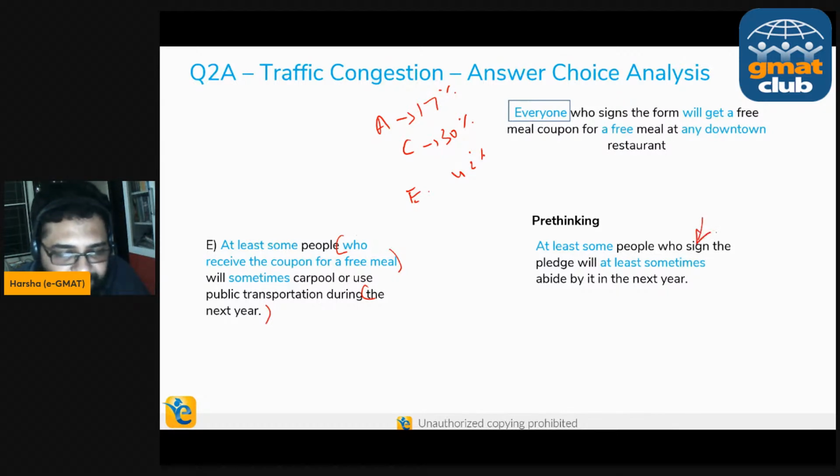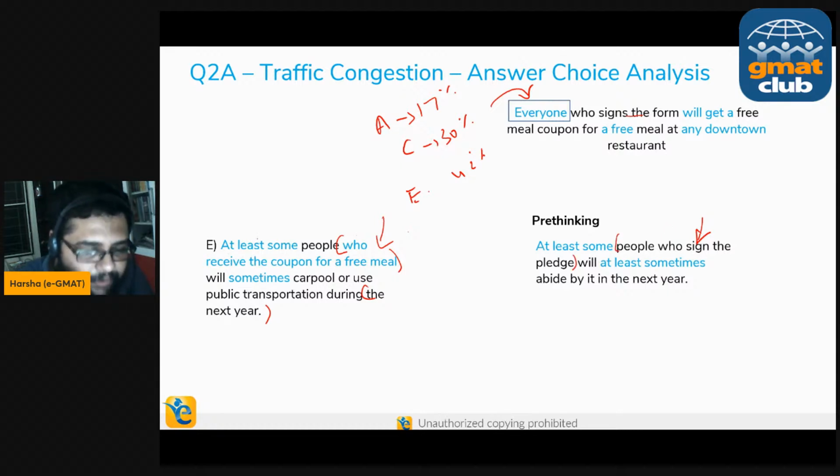I'm talking about people signing the pledge. This is talking about people who receive the coupon for a free meal. If you got confused here, then this is the word that you did not pay attention to. Remember, if you got a coupon for a free meal, by de facto that means that you signed this form. Everyone who signs the form will get a free meal coupon. The people who sign the pledge are the people who are getting the free meal coupon. So people who receive the coupon for a free meal practically translates to people who sign the pledge.